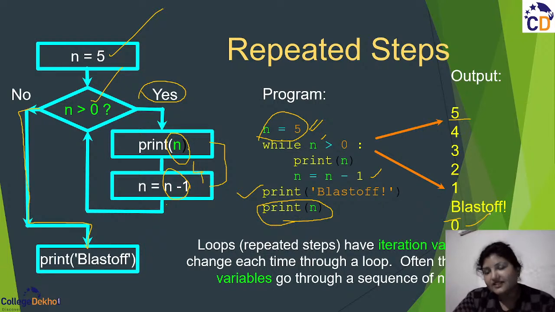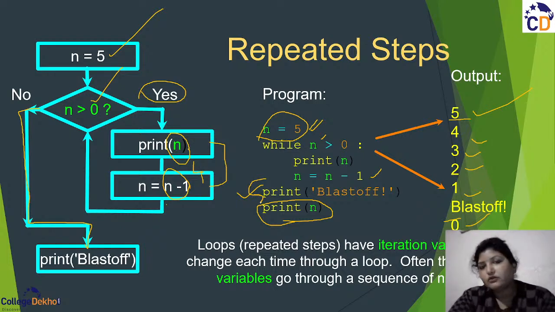So yes, it is written as 0. It started with 5, right? Then 4, then 3, then 2, and then 1. Once the condition is false, it jumps to the next statement, that is print, right? So when your condition is false, it goes to the next statement.